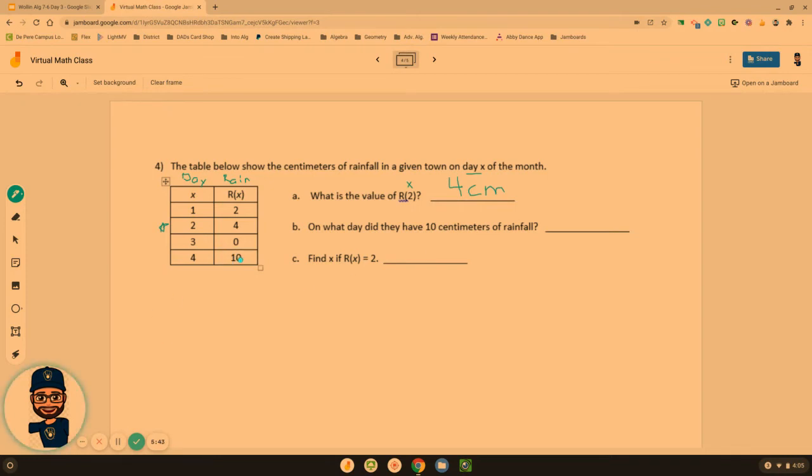10 centimeters of rainfall happened on the 4th day.